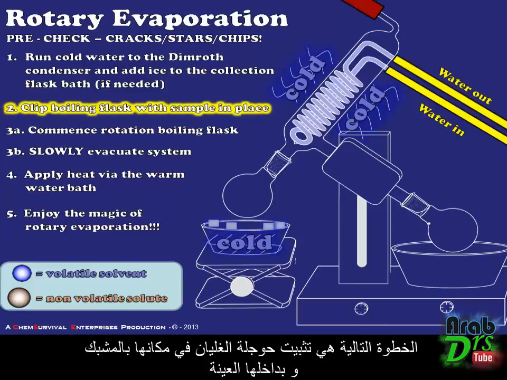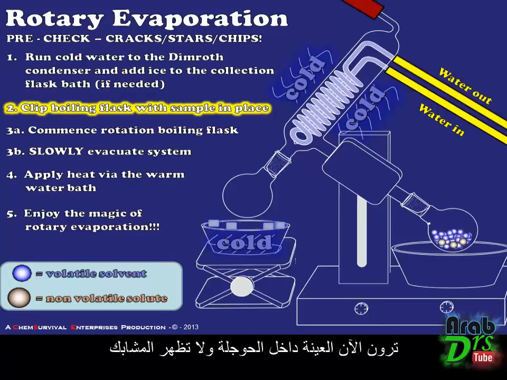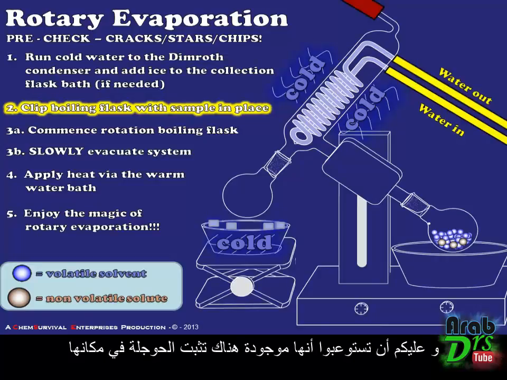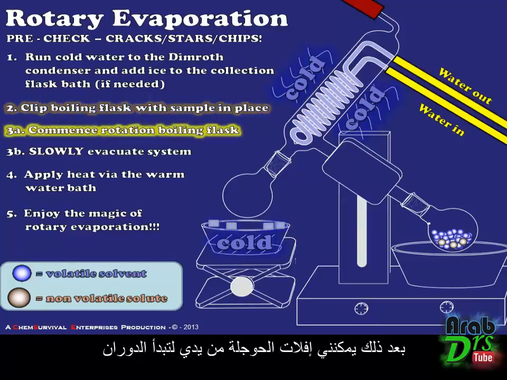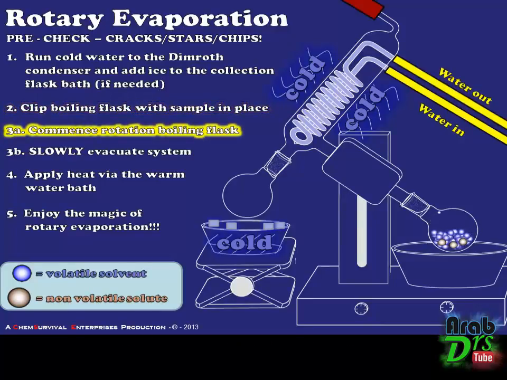The next step would be to clip the boiling flask in place with your sample in it. So I've shown the sample inside of the flask, but I haven't explicitly shown the clip. It should be understood that it's there holding that flask in place. This way I can let go of that flask with my hand and begin the rotation.